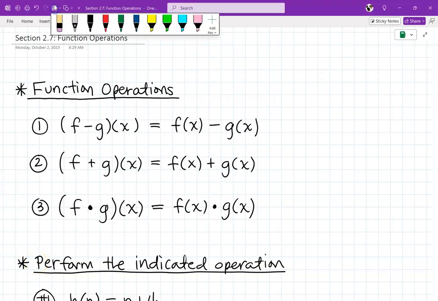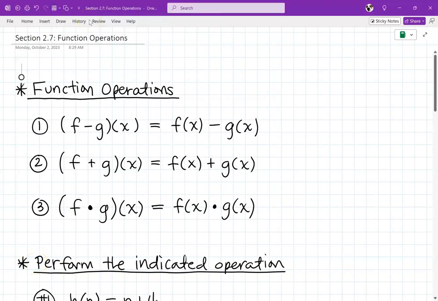All right, so today we are doing section 2.7, function operations. Function operations means things we can do to functions. Now you'll notice we have three of them, right? We can subtract them, we can add them, we can multiply them, but the division portion is not included because that one requires a lot more restrictions. So they always tell us just make sure they know how to add, subtract, and multiply, okay?